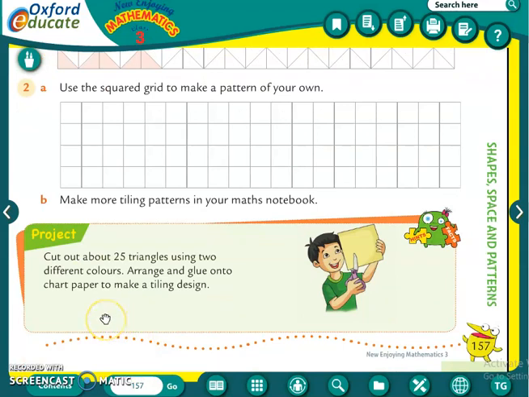And then this is the project that also you can do. Cut out about 25 triangles using two different colors, arrange and glue onto chart paper to make a tiling design. So that also you can do if you want to do.